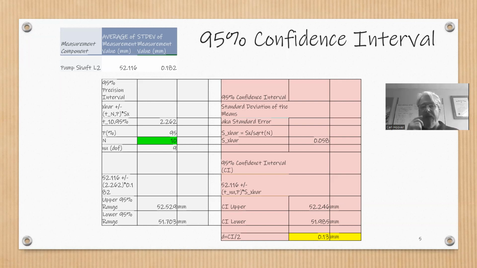In this case, we found that the confidence interval on the upper side was 52.246 and the lower side was 51.985. If we take that range and split it in two, that basically says that our confidence interval range is 0.13, which is quite a bit higher than our goal. So some of the things that we recognize here is that we had a sample size of 10, a student's T that corresponded to that of 2.262, which was based on a degree of freedom nu of n minus 1, or 9. And we also had the sample average and standard deviation here.